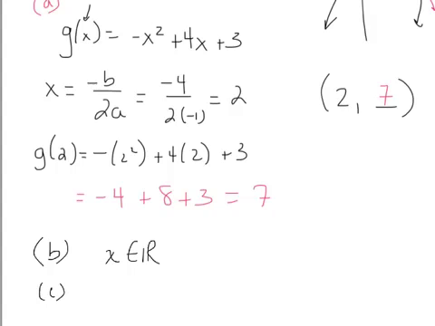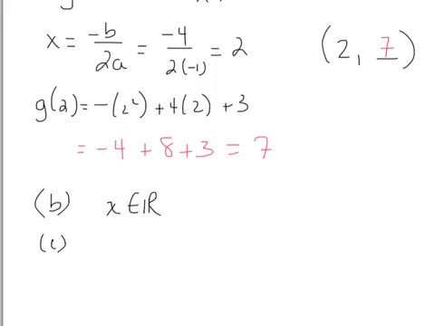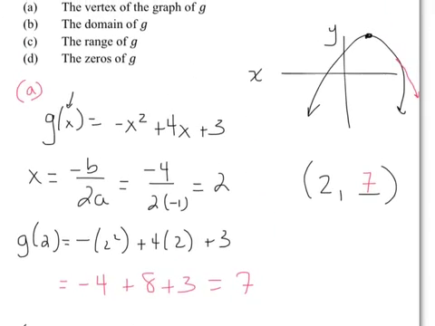For part C, we were trying to find out what the range is of this function. What is the range of the function? Well, we know that since a is negative, the parabola is going to open down, like we said, and the vertex is at 2, 7. So if we just take a quick look back up here, we could see that the range is all values below 7.